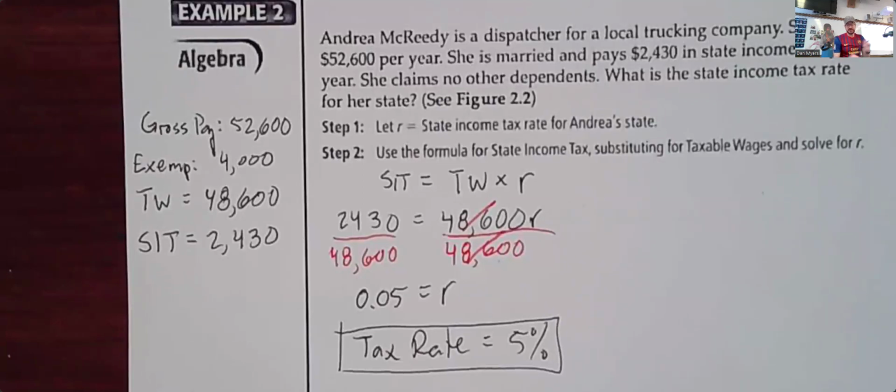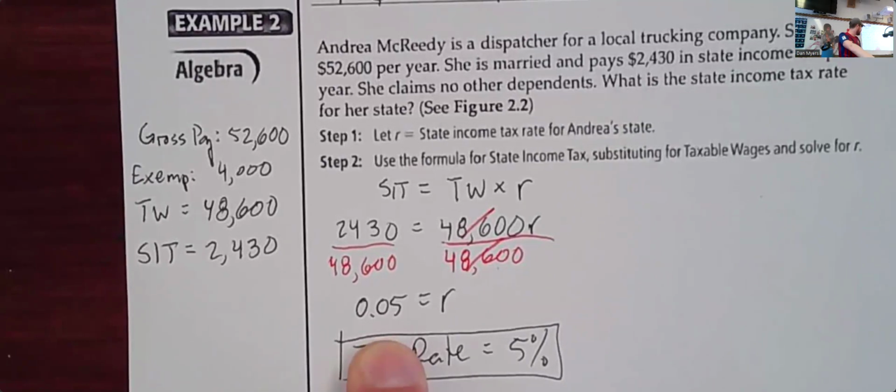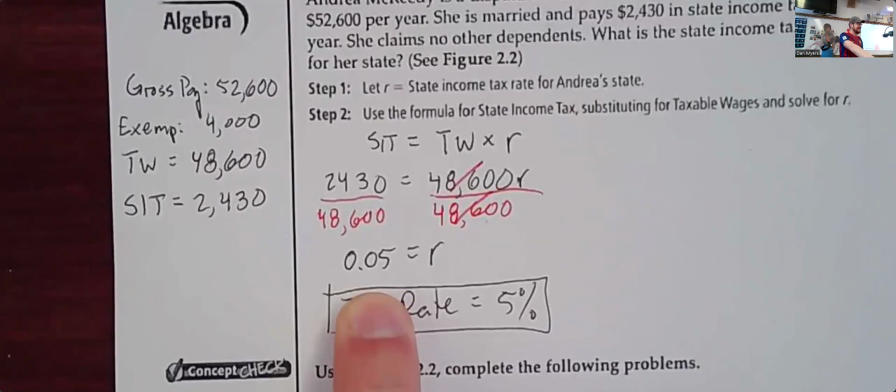Had we divided things the other way around, 48,600 divided by 2,430, we would have gotten an answer of 20. Now, first of all, even if the whole number related to the percentage, 20% is still really high for a state income tax. Also, 20 is the same as 2,000% if you were to convert that to a percentage. So make sure that if you're figuring out a tax rate, the decimal should be a pretty small number.